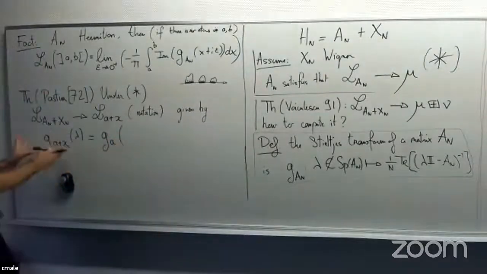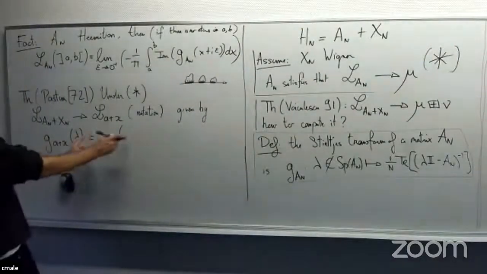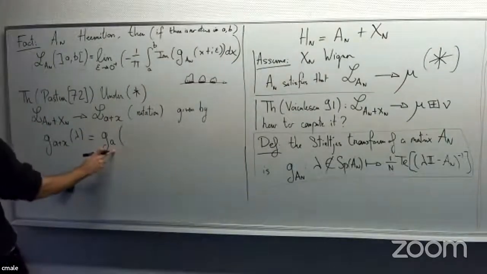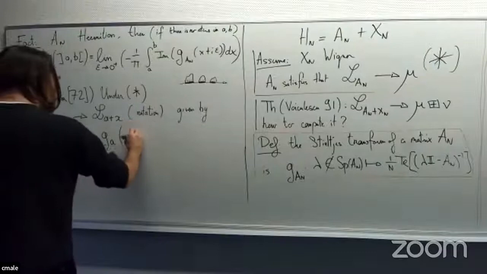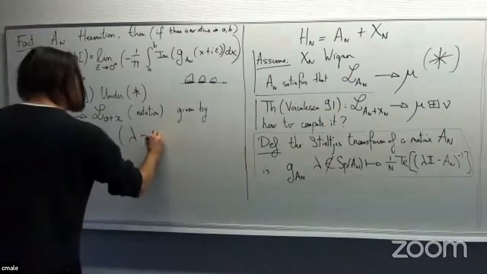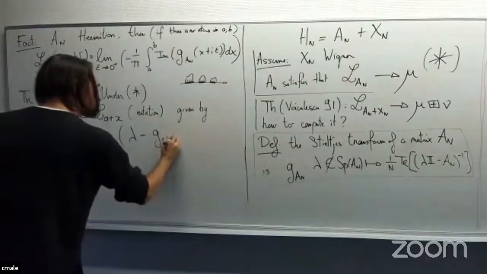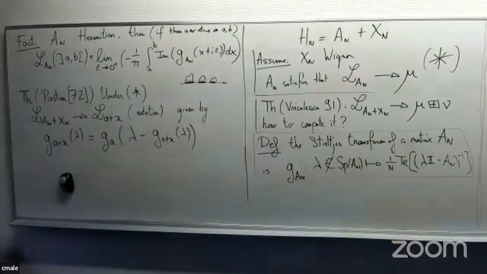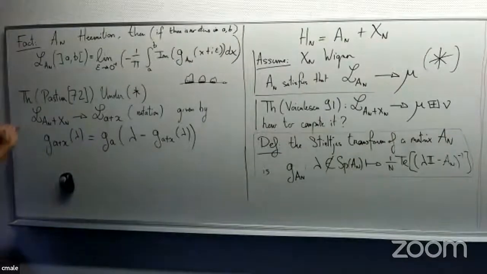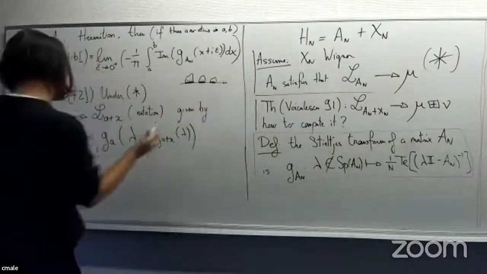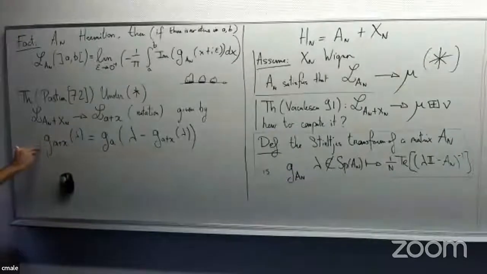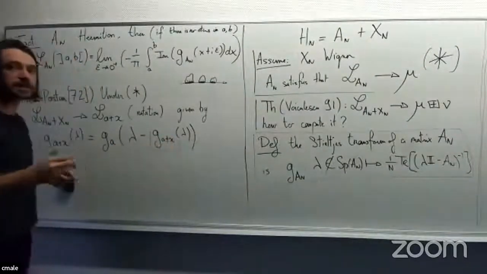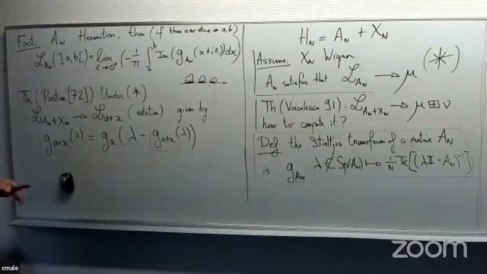The Stieltjes transform of the sum equals the Stieltjes transform of this limiting distribution of this deterministic matrix A, applied to lambda minus the Stieltjes transform of the sum. Here it is. And what is important about this is that it gives us a fixed point equation for the quantity of interest, which is the Stieltjes transform of the sum.